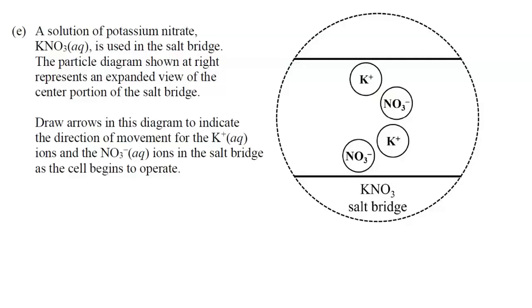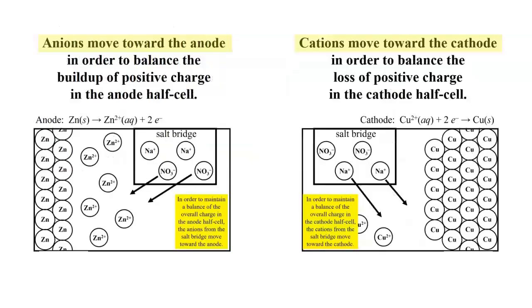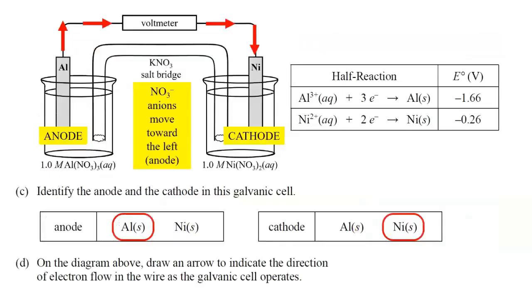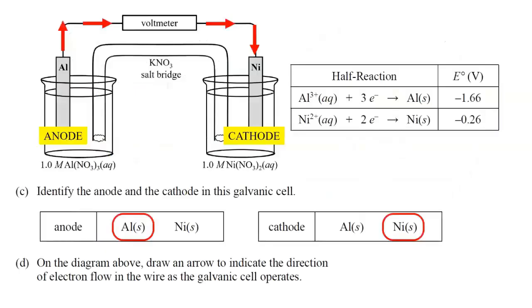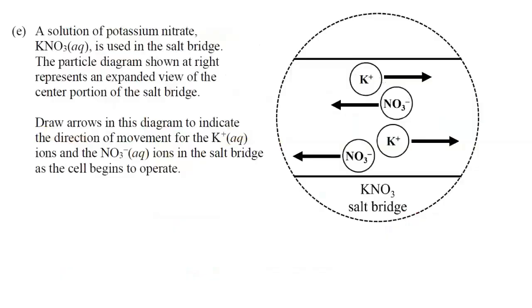So it's important to understand that in a galvanic cell, in the salt bridge, the anions will move toward the anode, and the cations will move toward the cathode. So the anions are the negative ions, and the cations are the positive ions. So here, the NO3 minus anions will move toward the left, toward the anode. So I'm going to draw some arrows showing that the nitrate ions are traveling toward the left, toward the anode. And then the potassium, the positive cations, are going to be traveling toward the cathode, which would be moving toward the right. So I'll draw some arrows showing the potassium ions, the cations, traveling toward the right, toward the cathode. So that is my answer to part E of this question.